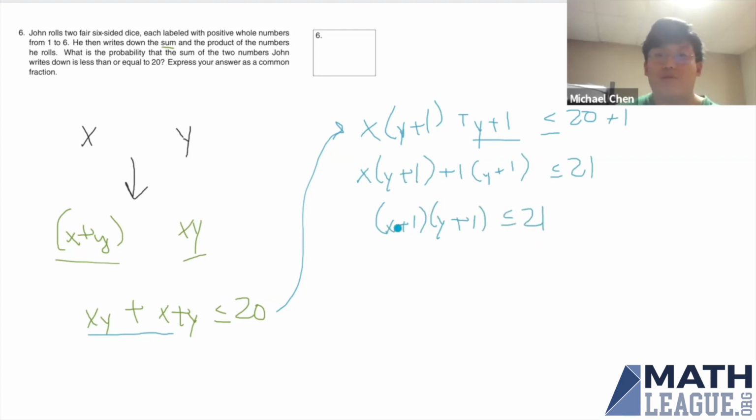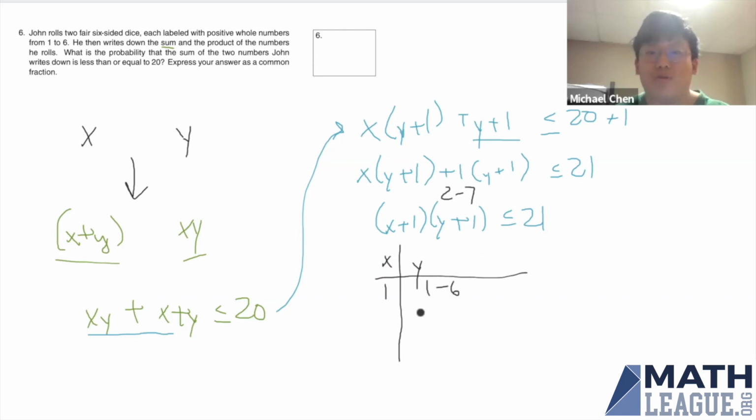So we know that the first roll plus 1 times the second roll plus 1 has to be less than or equal to 21. At this point, we can simply test to see which numbers work, and we're going to start with x and see which y values work. So if x equals 1, then we have 2 times something has to be less than or equal to 21. Since each of these can only range from 2 to 7, that means all 6 values work. When x equals 2, all 6 values also work, since 3 times 7 is still just 21.